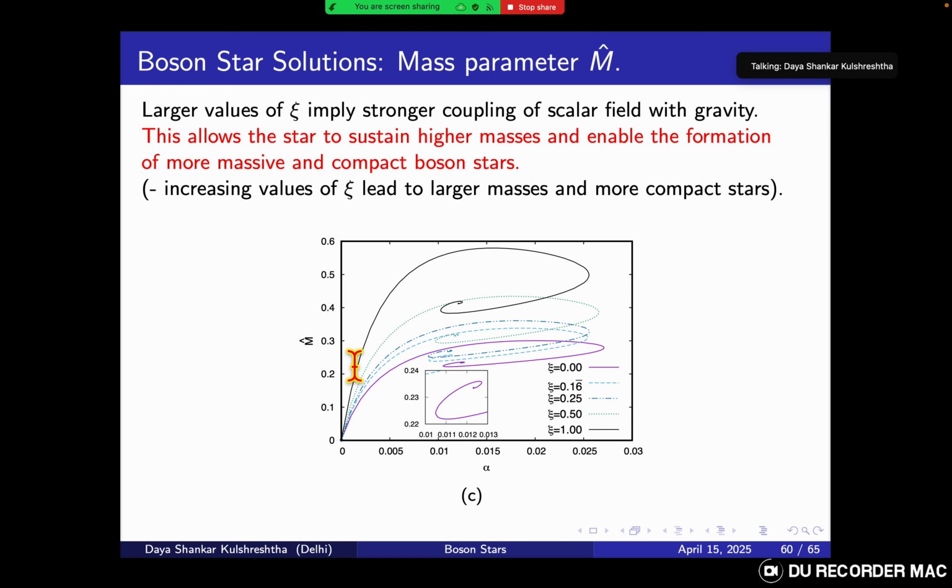And if you plot mass versus alpha for different values of xi, the results are so transparent that you see, increasing xi implies that the coupling of a scalar field with gravity increases and increases. So this allows to sustain higher masses and enable the formation of more massive and more compact boson stars. So this is very clearly visible here.